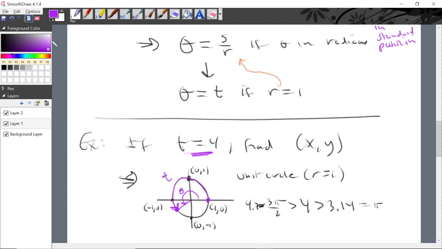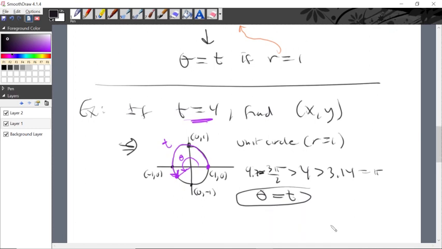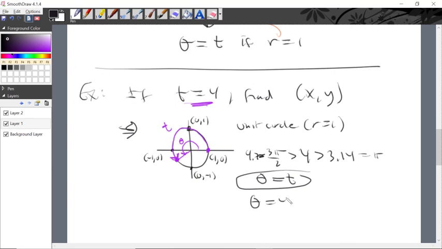Okay, and recall that theta is equal to t. So that means that we have an angle theta that is equal to 4 radians. So theta is equal to 4 radians, and t is equal to 4 units of distance. Right? They both have the same numerical value. But theta is the label I'm giving to the angle. T is the label I'm giving to the distance that this object traveled along the unit circle.